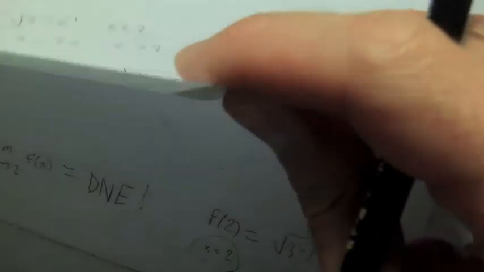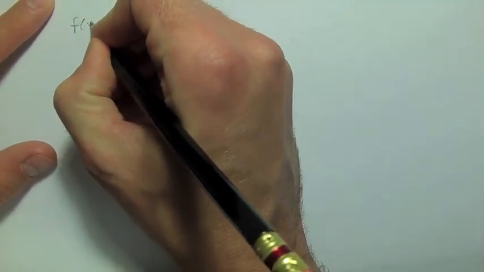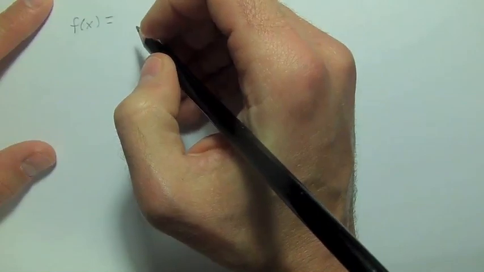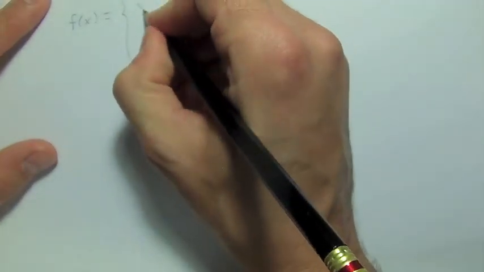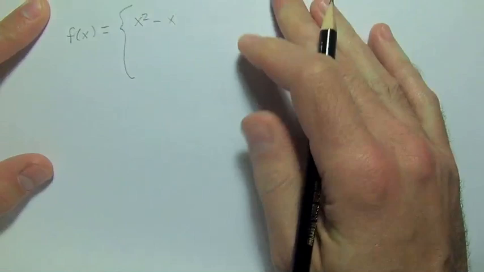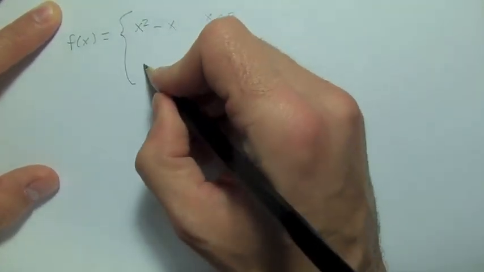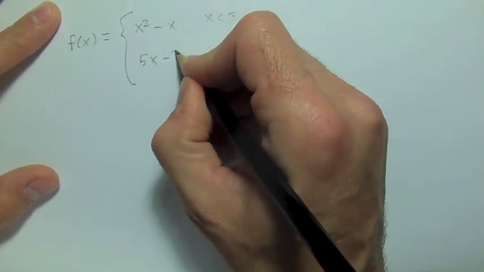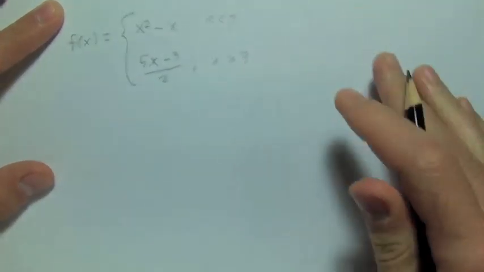All right, let's look at another example of this, just so you have another one. Let's look at f of x. Let's say it is equal to x squared minus x. Can you see that? X squared minus x when x is less than 3, and 5x minus 3 over 2 when x is greater than 3.